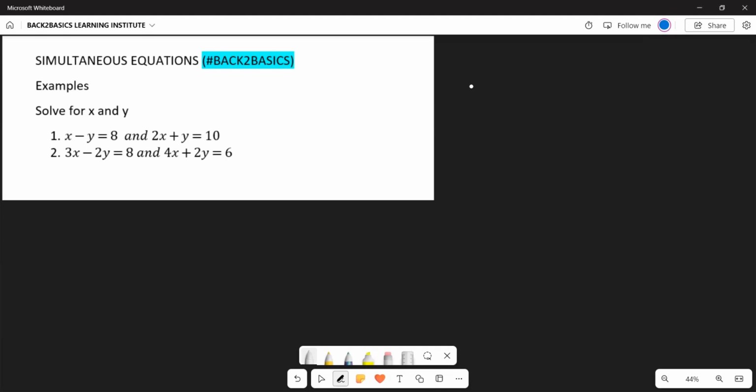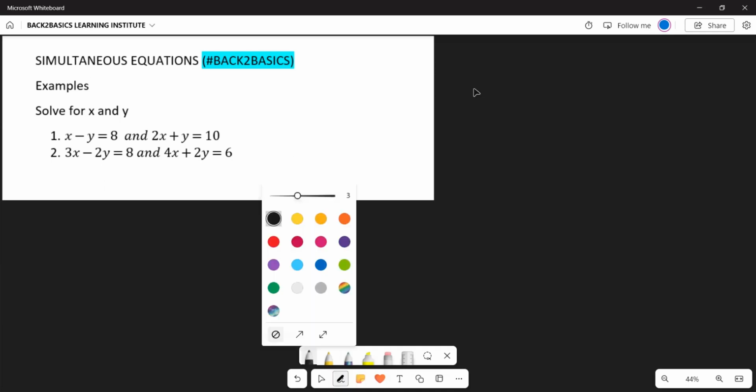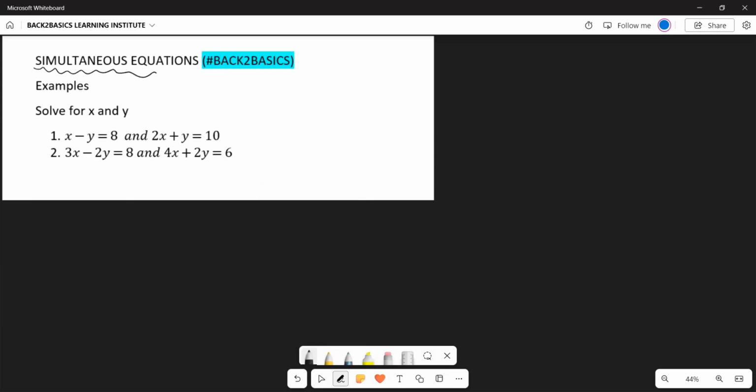Hello everyone. So what we are going to be looking at today is what we call simultaneous equations, right? We are going to be seeking to solve simultaneous equations. I think by now you understand that by the word simultaneous, it means doing two things at the same time, right?